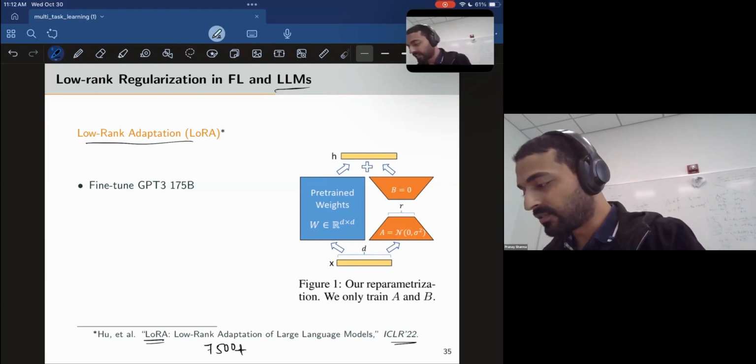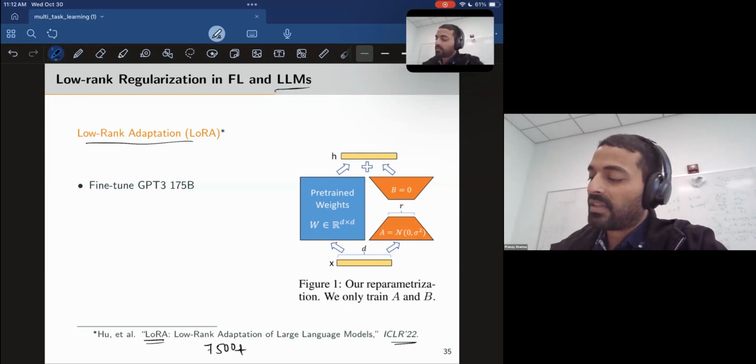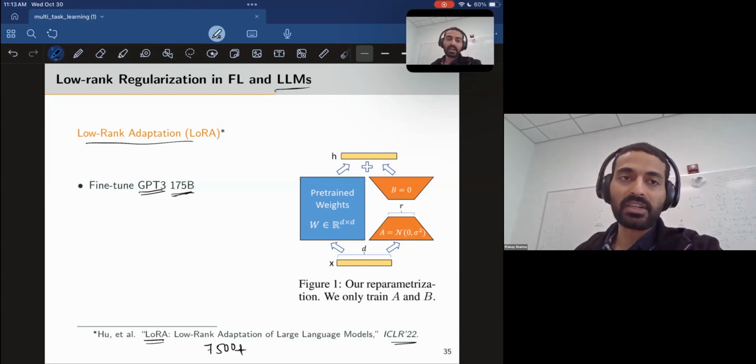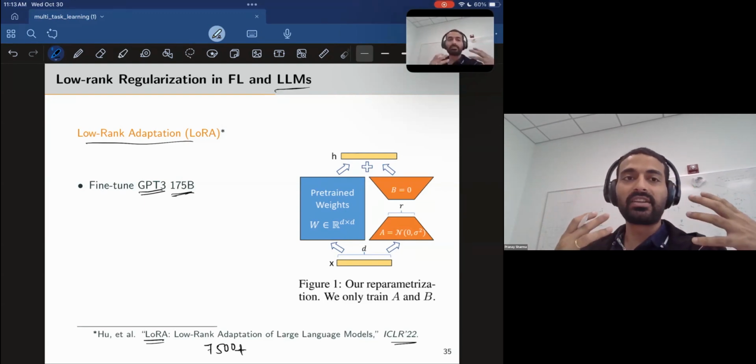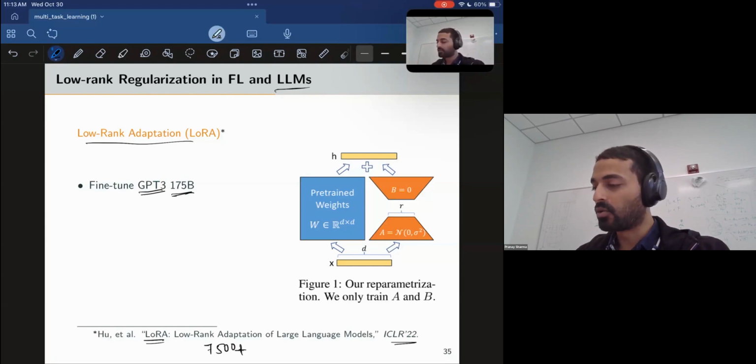And the idea is the following. The authors wanted to fine tune a GPT-3 model, but it had 175 billion parameters, right? So you have some pre-trained model with 175 billion parameters, and you want to fine tune it. This is a huge task. This requires a lot of computation, right? So they came up with something very clever.